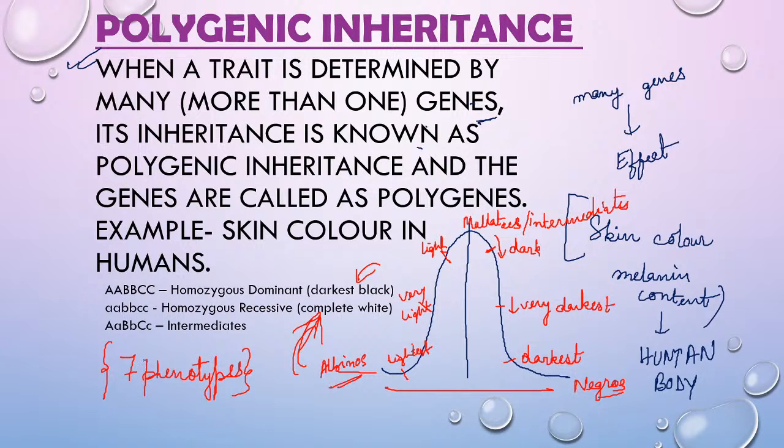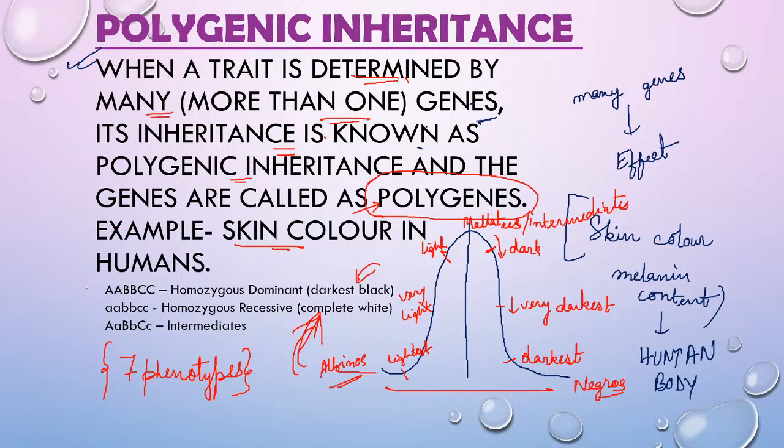Now, these are controlled by some genes which are known as the polygenes. So when a trait is determined by many, or more than one gene, then its inheritance is known as polygenic inheritance, and the genes are called the polygenes. For example, skin color in humans.